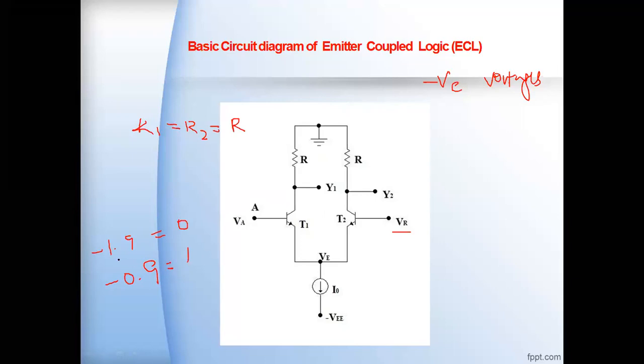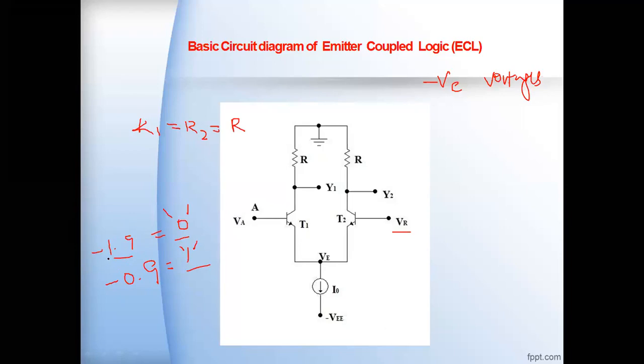Between the minus 1.9 and minus 0.9, these are all negative values. So when we use the positive logic system, whichever value is higher will be treated as logic 1, and the smaller voltage value will be treated as logic 0. So now for these two logic values, minus 1.9 is the logic 0 and minus 0.9 is the logic 1 here.